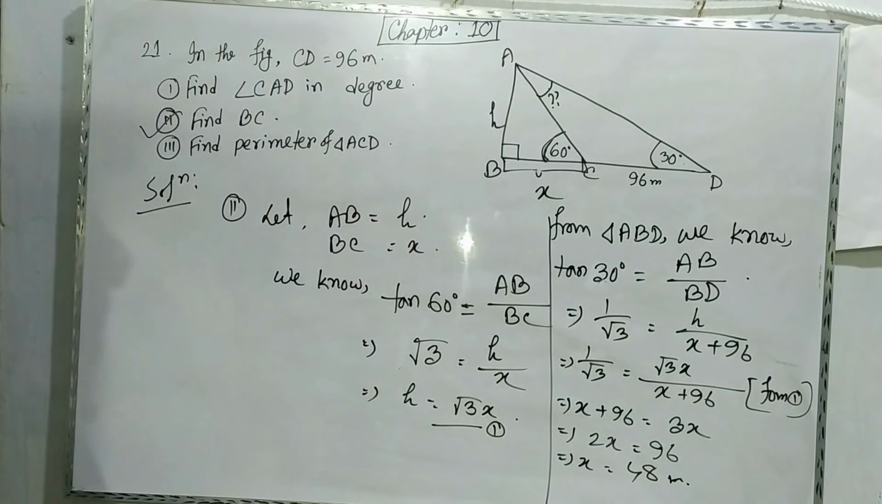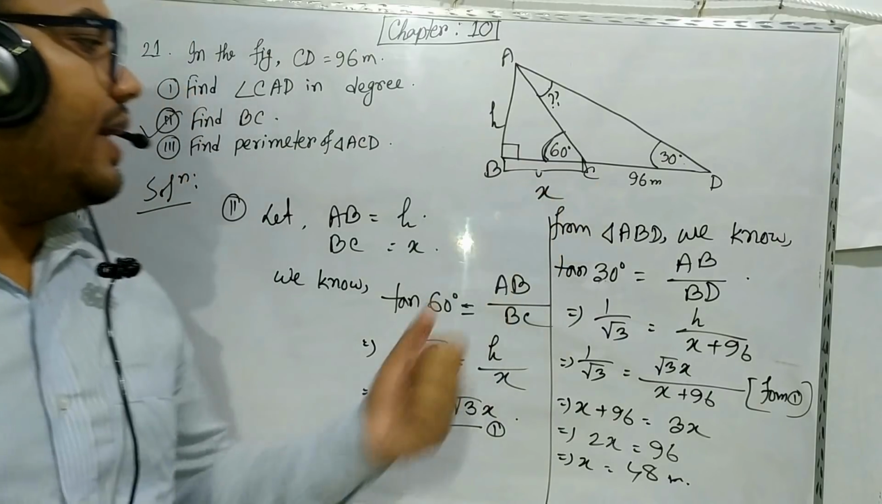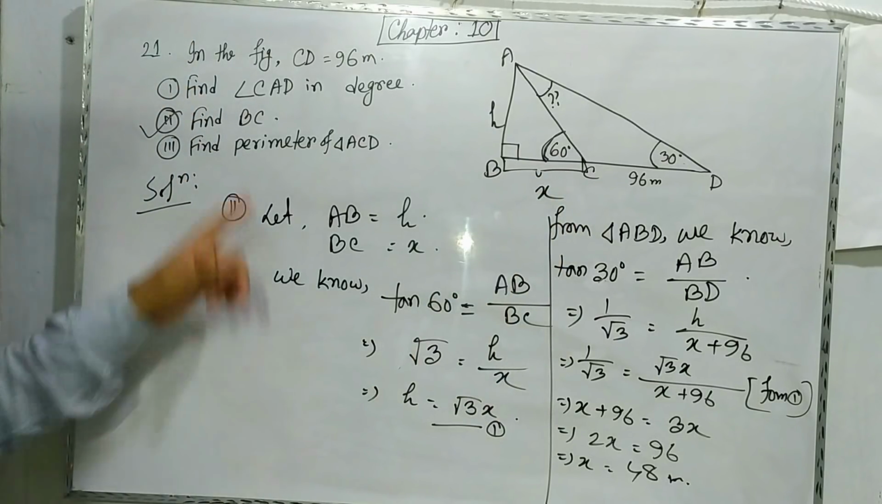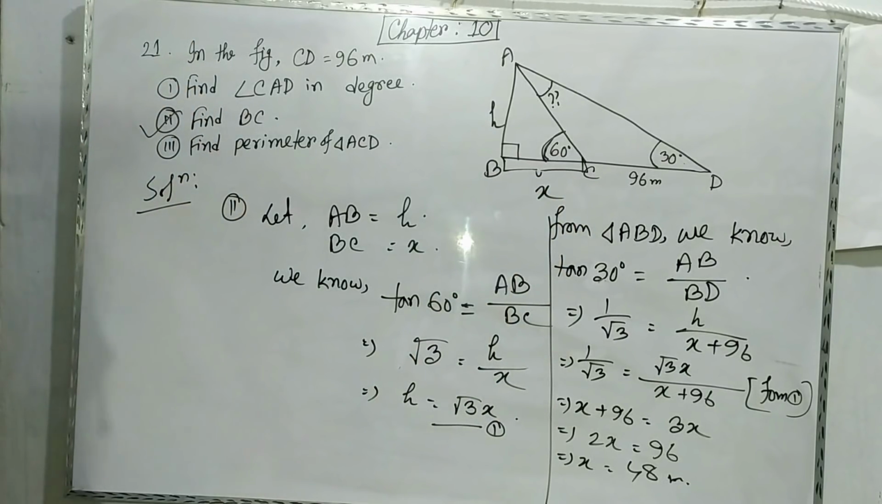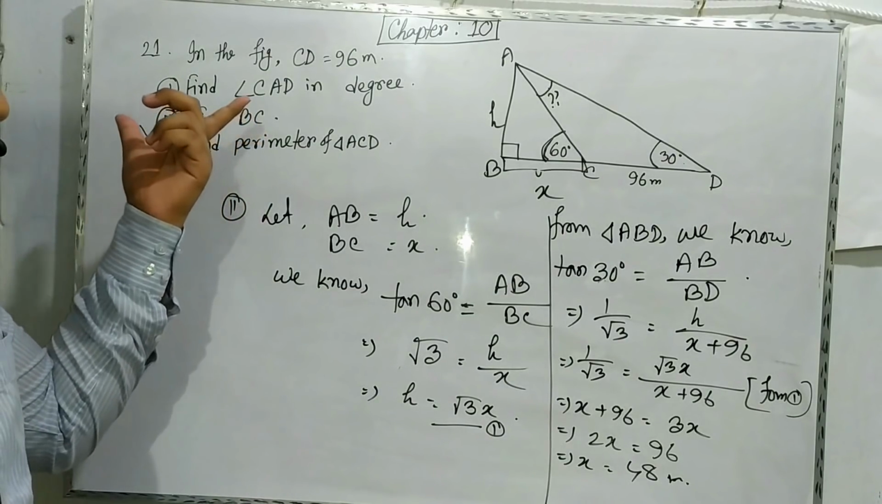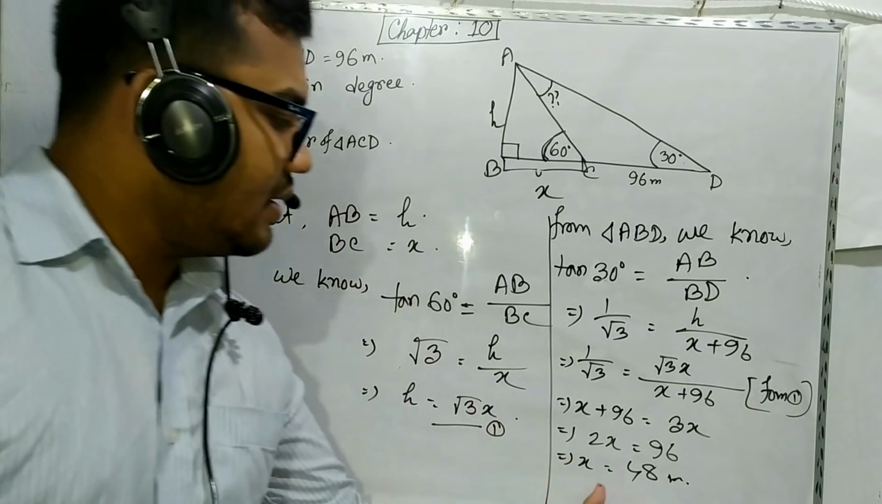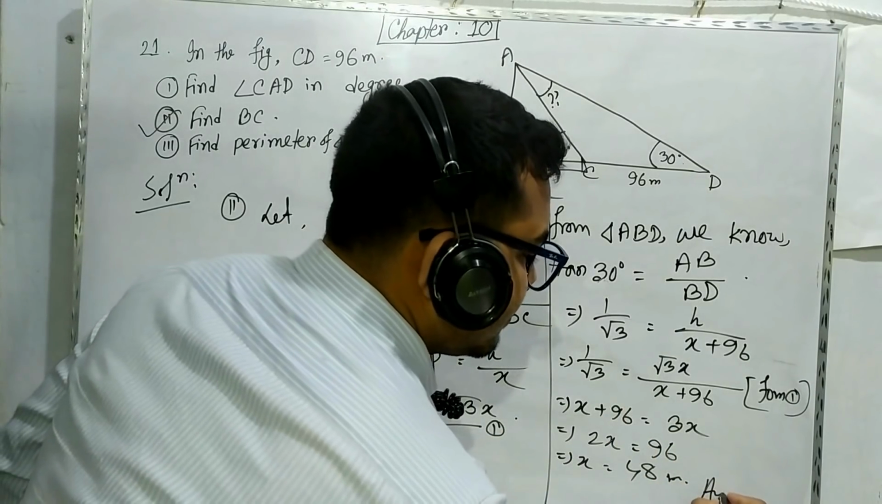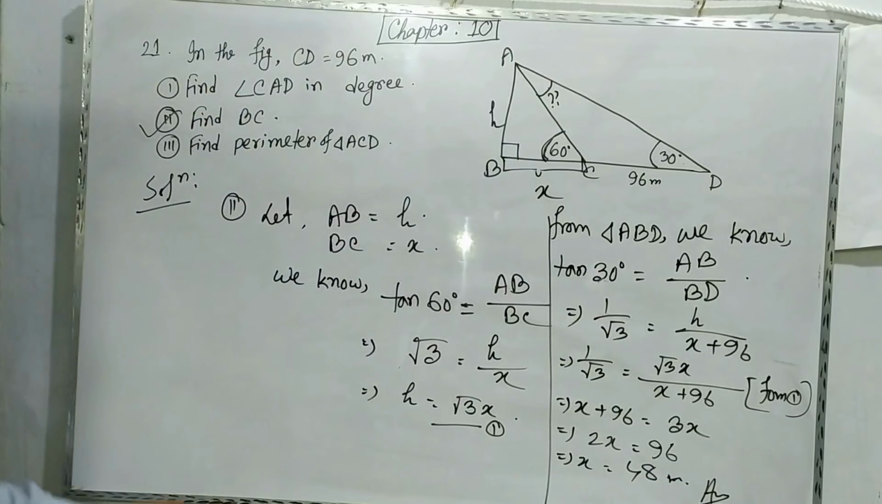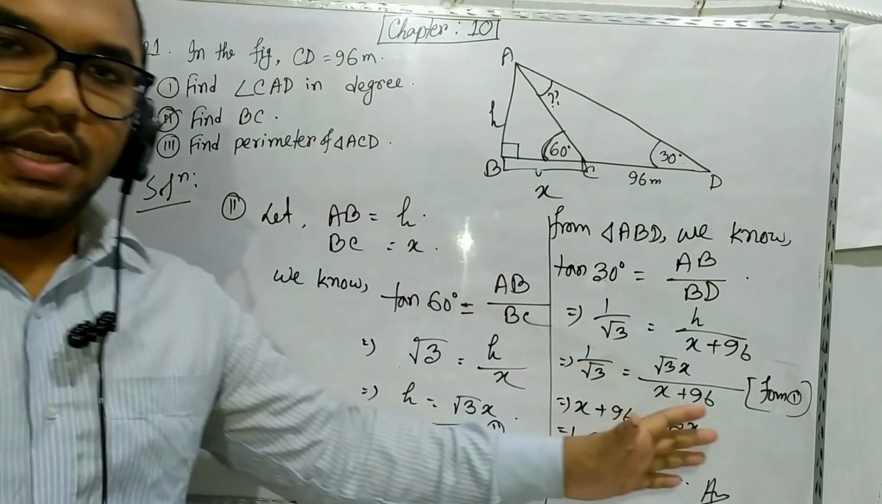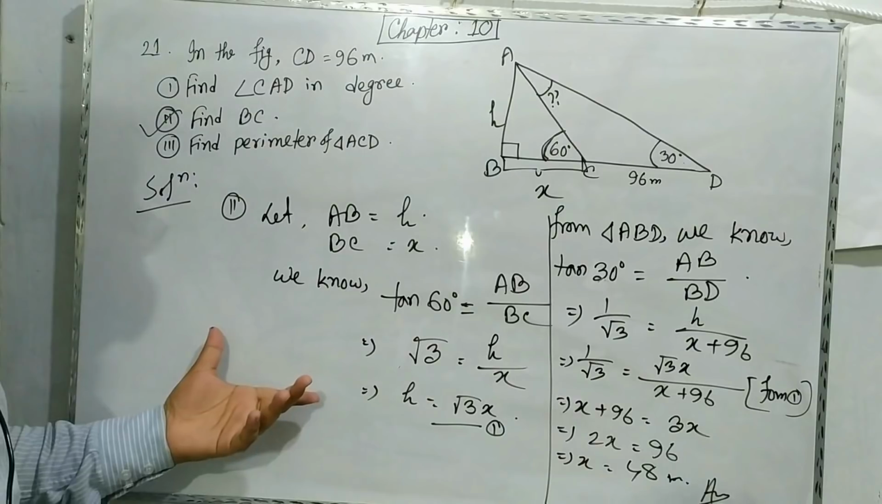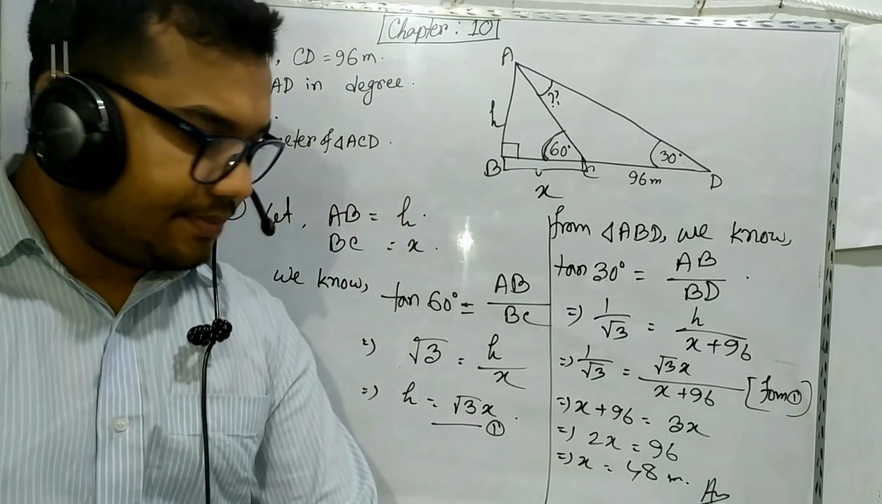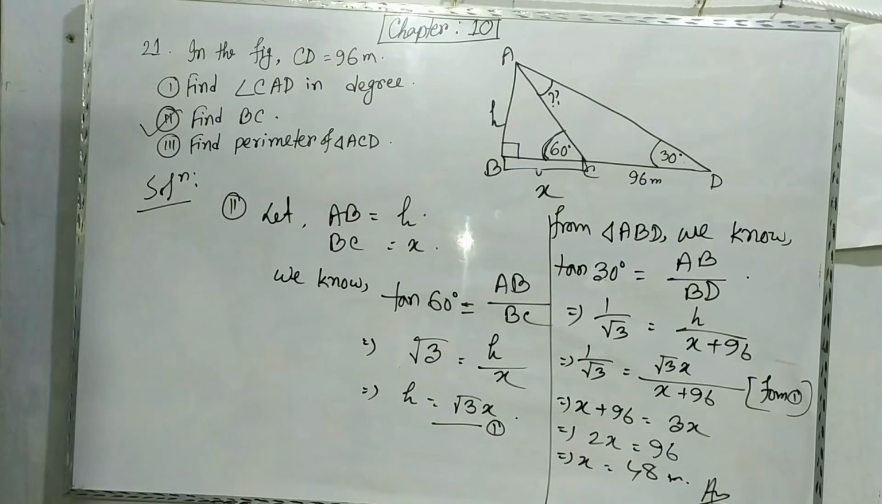That's our value of BC, what we exactly had to find. So the value of BC was X equals 48. So this is the answer of number 2. I think we can understand how we can find the value of BC.